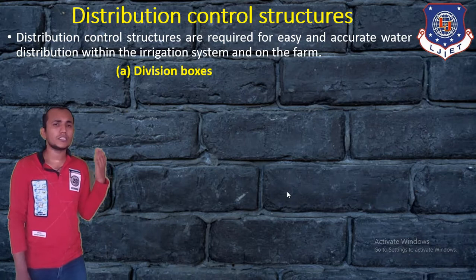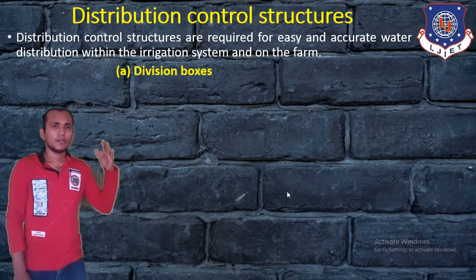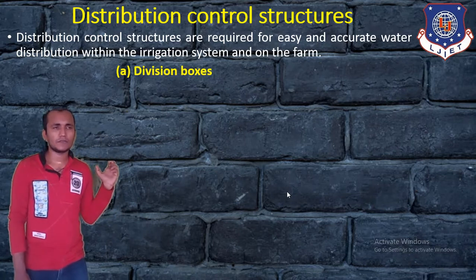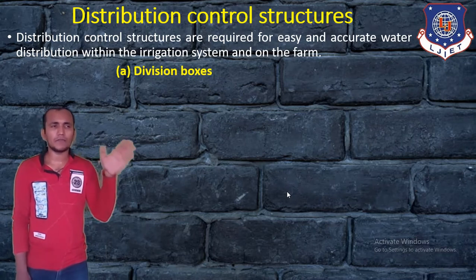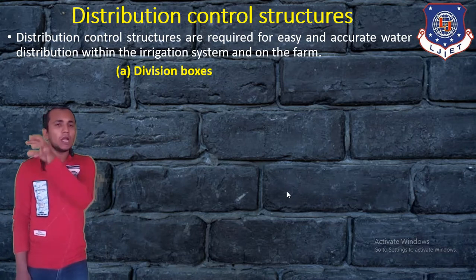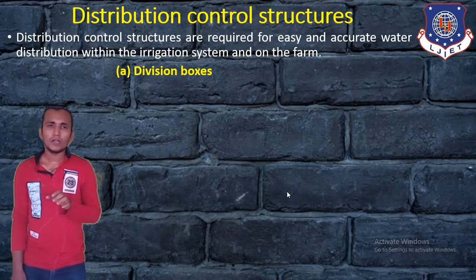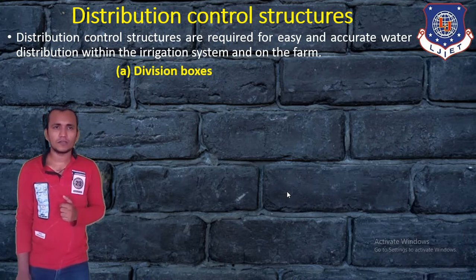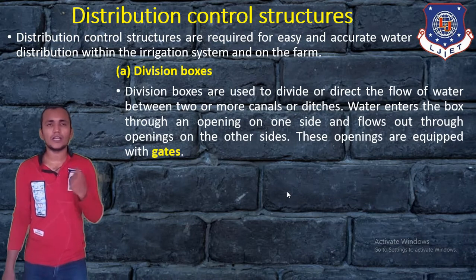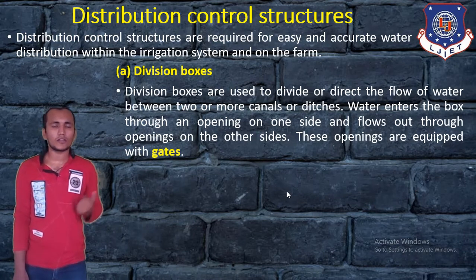So we can use distribution boxes. Okay, because once water is distributed to farm one, farm two and farm three, but farm number 3 is not required at that time, we have to control this water flow by using division boxes. So that is one of the types we use to control this water flow.